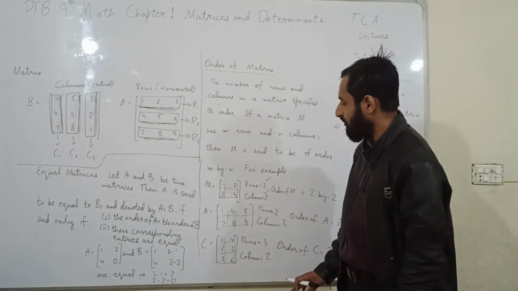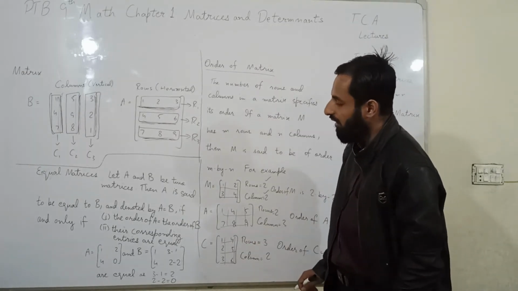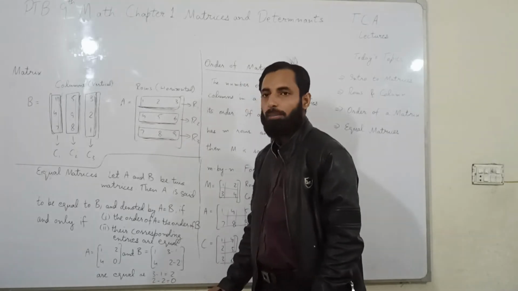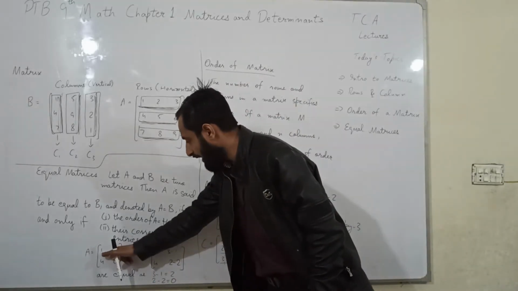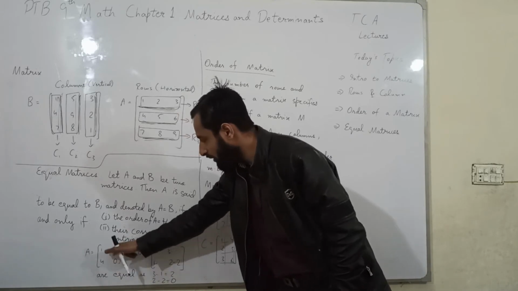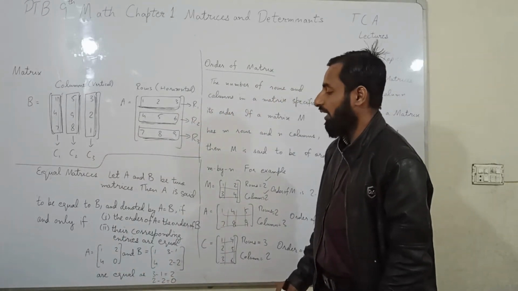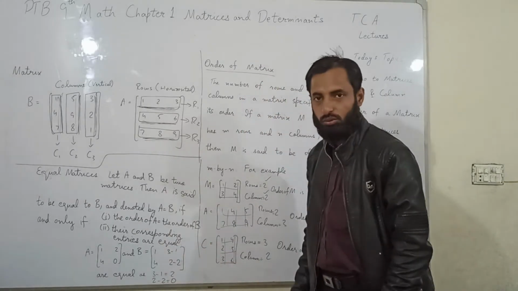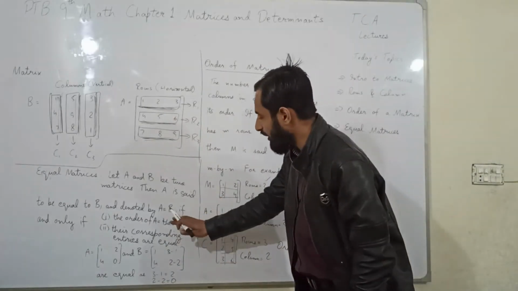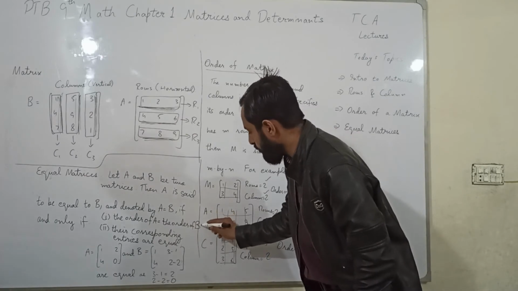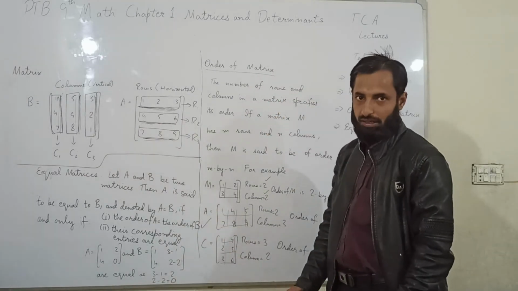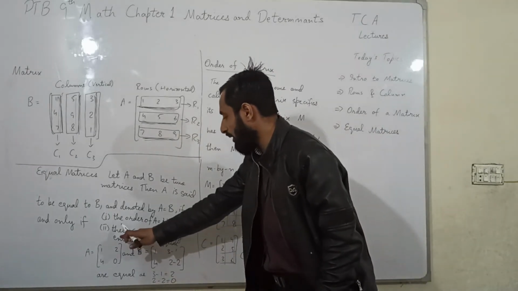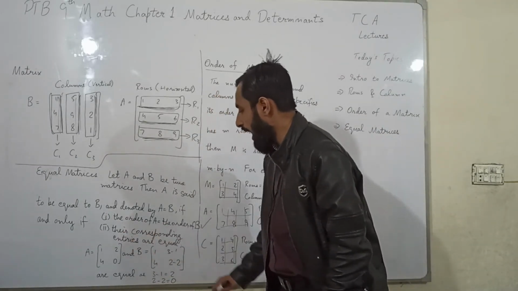The first condition we have to check is their orders. As we have studied earlier, order is m by n, or rows by columns. Here matrix A has 2 rows and 2 columns, so the order of A is 2 by 2, and for B the order is also 2 by 2. So the first condition, that the order of matrix A is equal to the order of matrix B, is verified. Now we go on to the second point: their corresponding entries are equal.